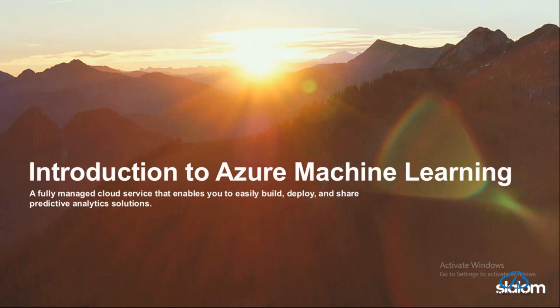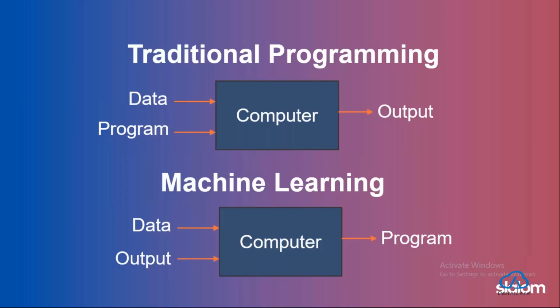Okay, so in the next slide is the traditional programming. In traditional programming, we have data, we have a program, and the computer produces the output. That's the traditional programming framework we have all used in the past. But in machine learning, you have data, you have the output, and the computer produces the program. So that's the mechanism, from traditional programming to machine learning.